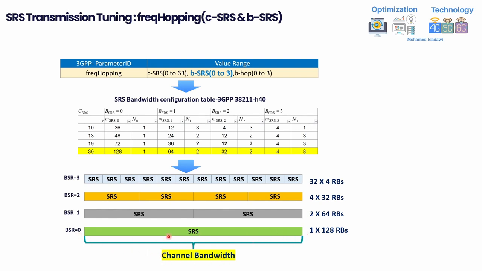So the UE will transmit the SRS over the complete channel bandwidth. This means that SRS power will be distributed over all the resource blocks, assuming here we have 128 resource blocks.